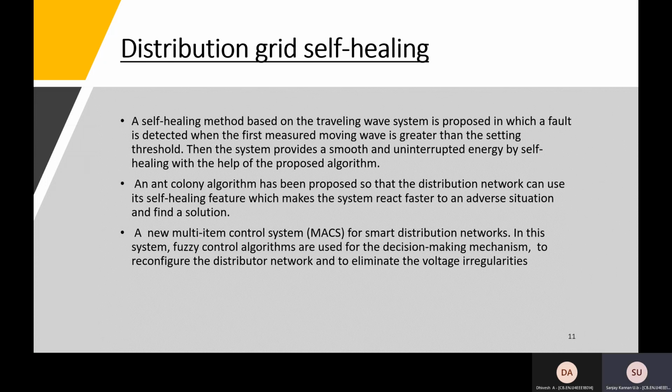And we also have an algorithm called a multi-agent control system for smart distribution networks. And here we use fuzzy control algorithms in order to make decisions, and this also helps us to reconfigure the distribution network and to eliminate voltage irregularities.